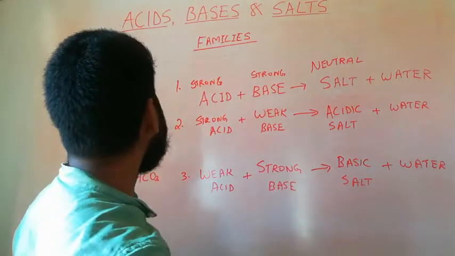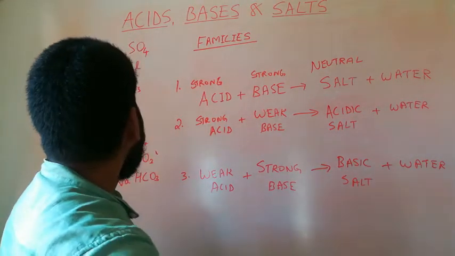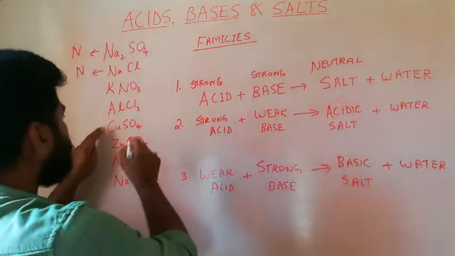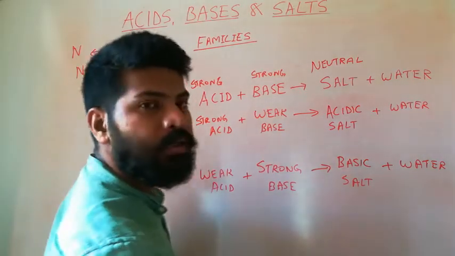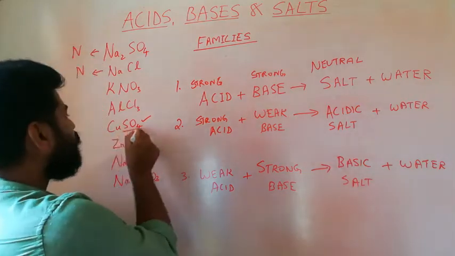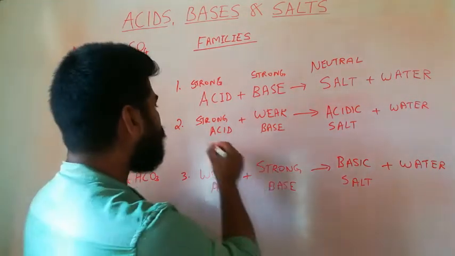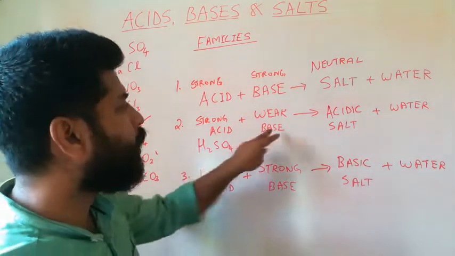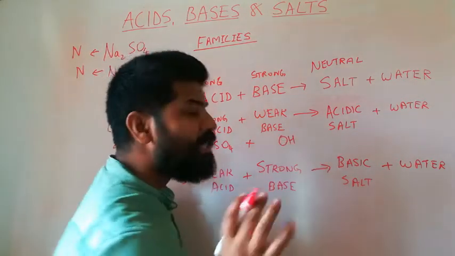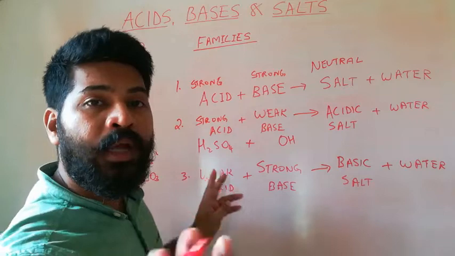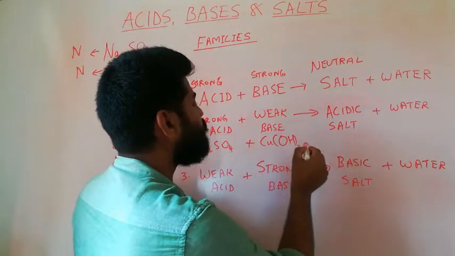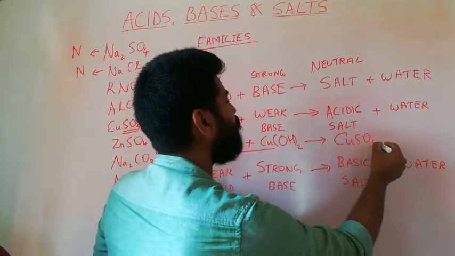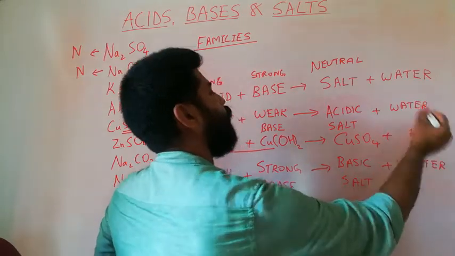Take an example. So in this case we need a strong acid. So take the case of copper sulfate. So copper sulfate, there is a sulfate part which could have come from sulfuric acid, H2SO4, and the copper part would come from the base. So the base needs to have a hydroxide part. So copper hydroxide, so Cu(OH)2, and when these two combine we get copper sulfate plus water.